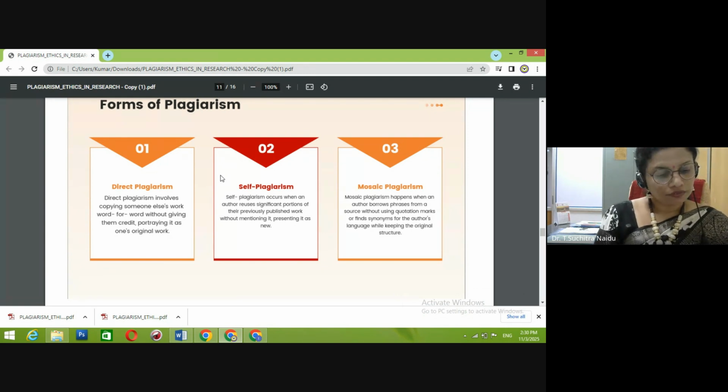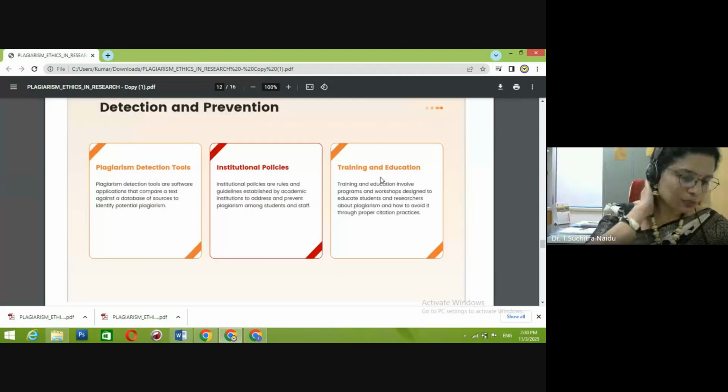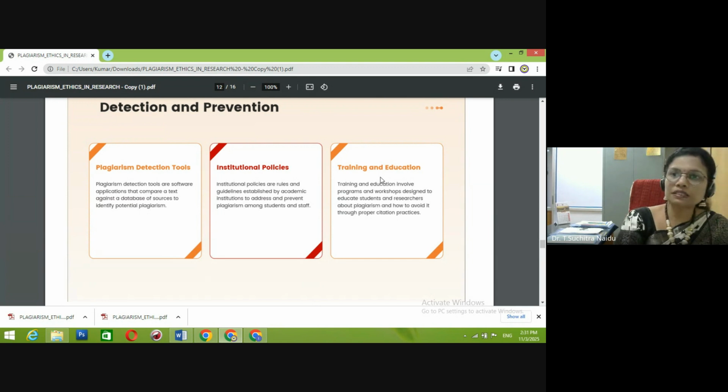Then coming to the next one, ma'am. Detection and prevention of plagiarism. So firstly, we have plagiarism detection tools. Right now we have several paid versions, and some free versions. Free versions are very limited, but we have paid versions. Plagiarism detection tools are software applications that compare a text against a database of sources to identify potential plagiarism. So what are the most common detection tools?